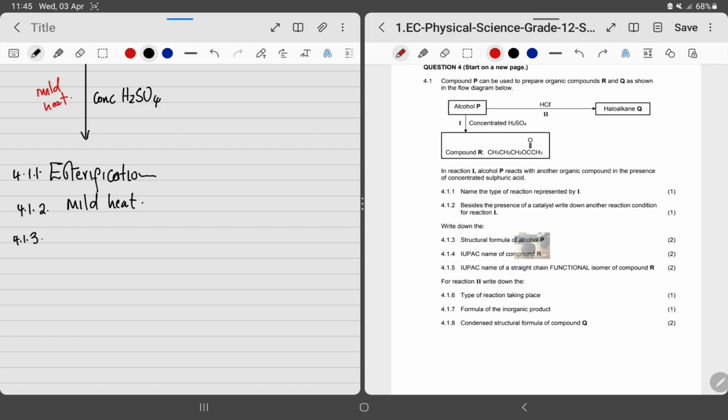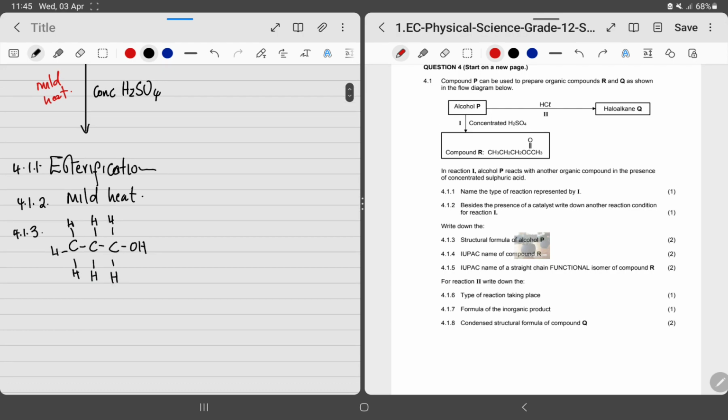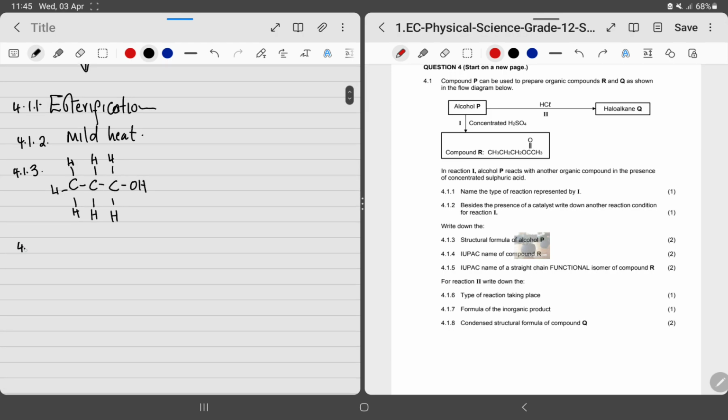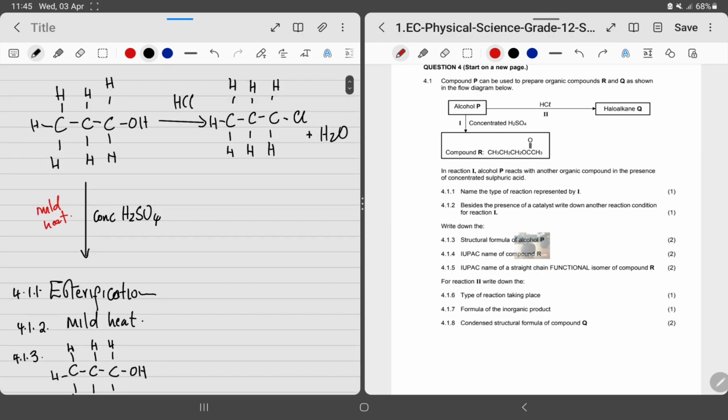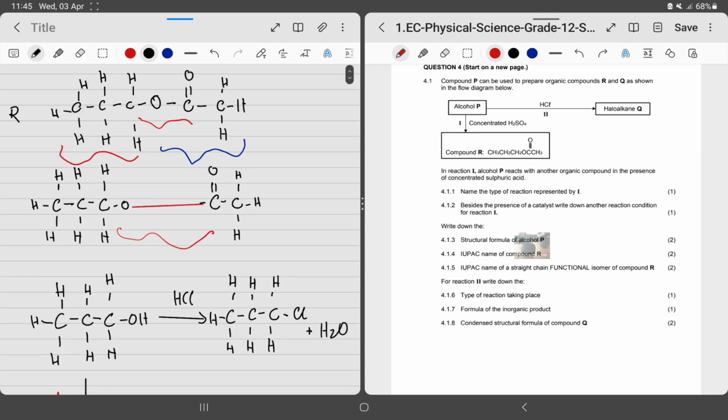4.1.3. Write down the structural formula of alcohol P. So it's 1, 2, 3. That is the corresponding alcohol. 4.1.4. The IUPAC name of compound R. Let's just quickly go back here.